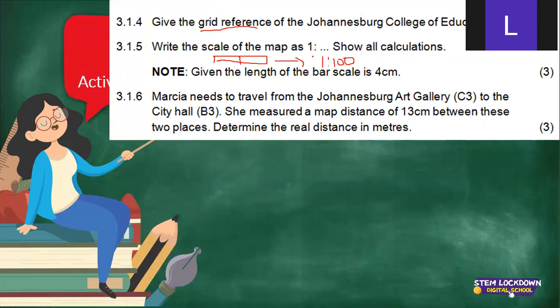So convert the bar scale to a number scale. This one can be a bit tricky. Let me give you a whole minute. I don't know whether a minute will be enough. Guys, please try to attempt number 5. If the length of the bar is 4 centimeters, remember, the bar is actually 500 meters long. This is the actual distance, but on the map, this distance is 4 centimeters.